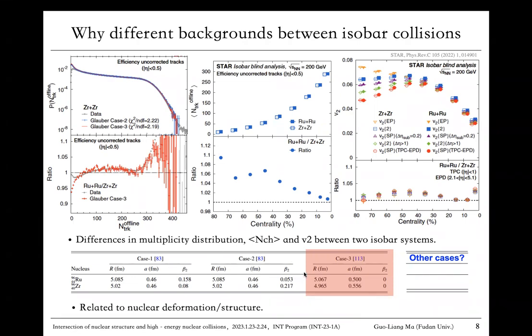the STAR paper applied three deformation cases, and they found that case 3 can describe the experimental data. So it's possible there are lots of other cases. This is only three cases. So actually this relates to the central topic of our program, nuclear deformation and structure.